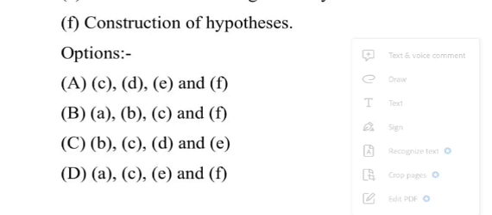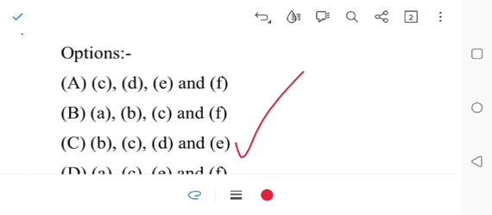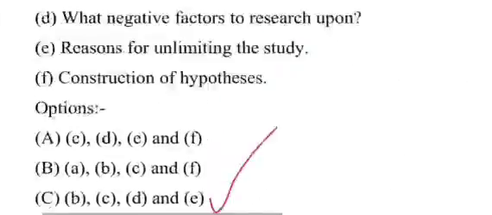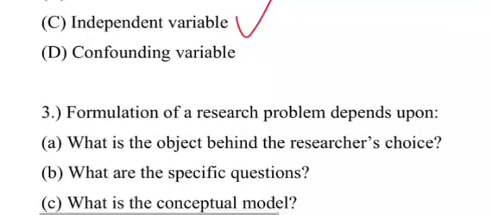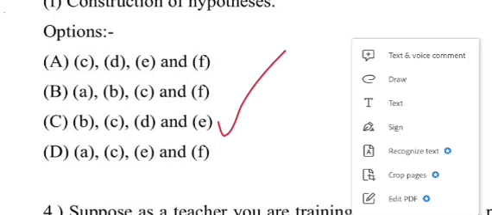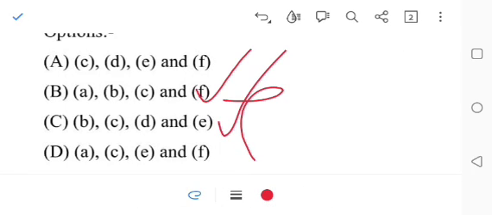Correct answer will be B, C, D, E. B, C, D, E will be correct. Okay, wait, no. Number 3, B will be correct, not this. A, B, C, F will be correct, not this.